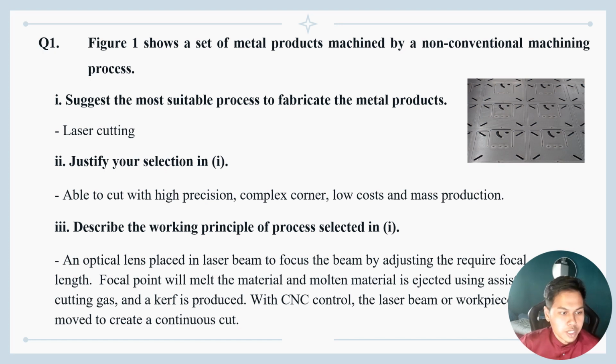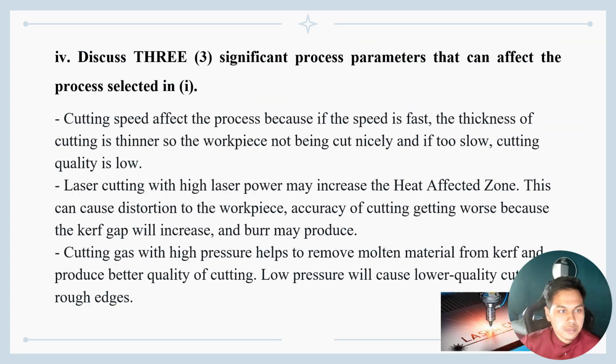To describe the working principle, an optical lens is placed in the laser beam to focus the beam by adjusting the required focal length. The focal point will melt the material and the molten material is ejected using assisted cutting gas, and a kerf is produced. With CNC control, the laser beam or workpiece moves to create a continuous cut.